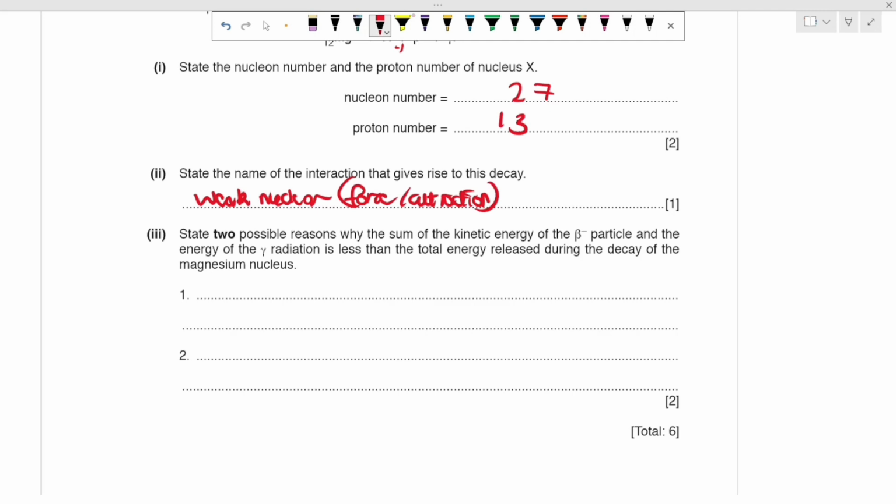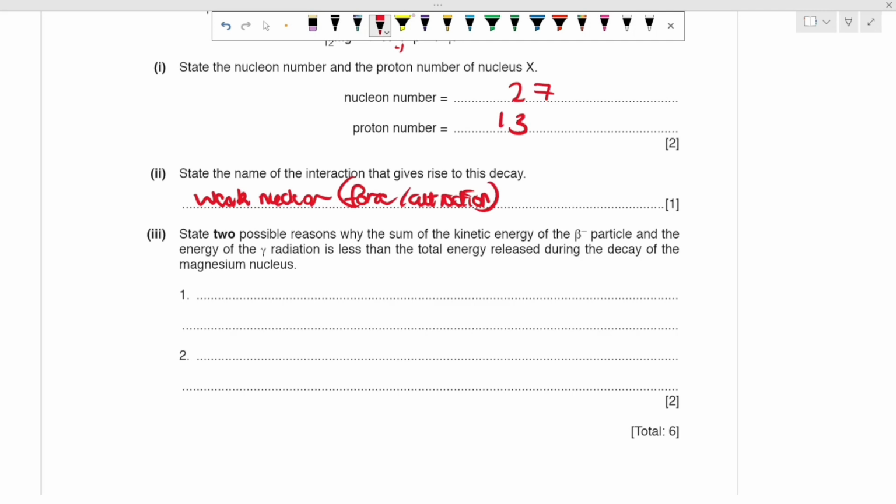But essentially just know that the exchange between those bosons can result in a down quark changing into an up quark. And what you only need to know at AS is that the force that gives rise to beta negative decay is the weak nuclear force. You're done. Okay, you'll be done.